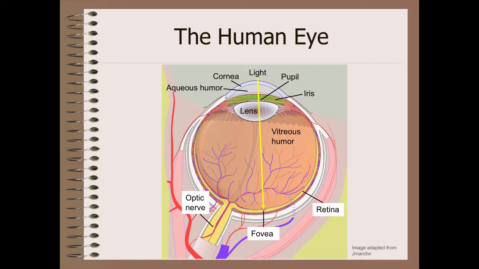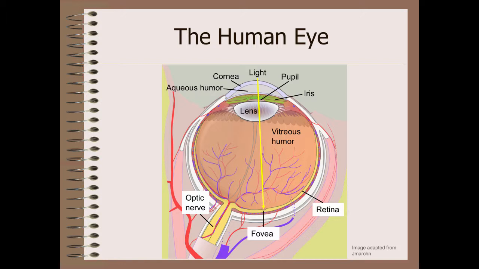Then we have the iris, which is the colored part of the eye. When we say that someone has brown eyes or blue eyes, we are referring to the color of the iris. The iris surrounds a hole called the pupil. Light travels through the pupil and then through the second lens of the eye called simply the lens. We also talked about the lens and how it focuses the other 20% of the light coming into the eye.